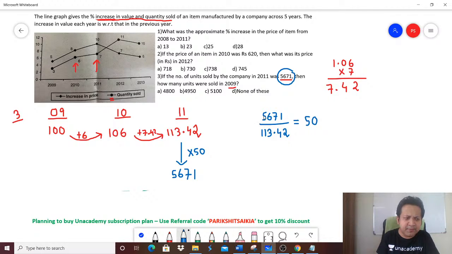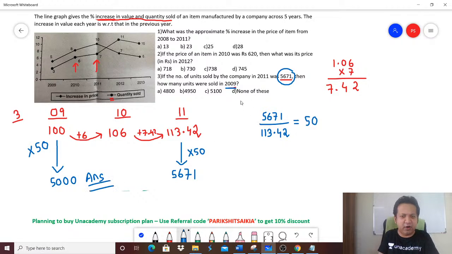So what are they asking? How many units were sold in 2009? Fine. So in 2009, this 100 units, if I take my number, but if I take the question paper setter's number, I know that I have to multiply with 50. So I'll get my answer as 5,000. Yes, so that's the answer for D, none of these. 5,000. Did you all follow?